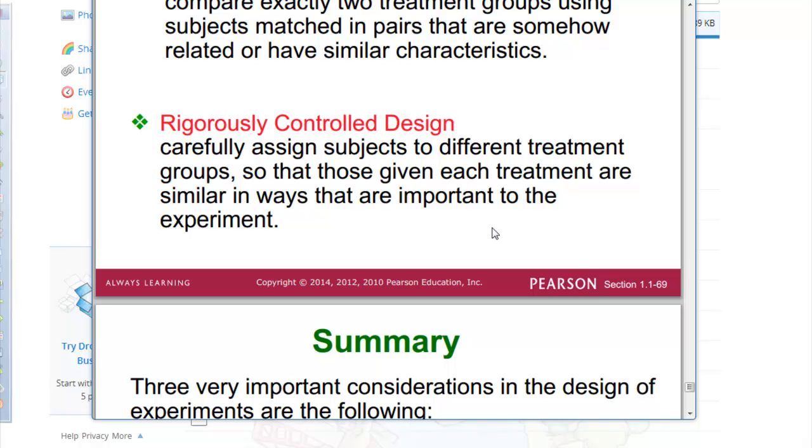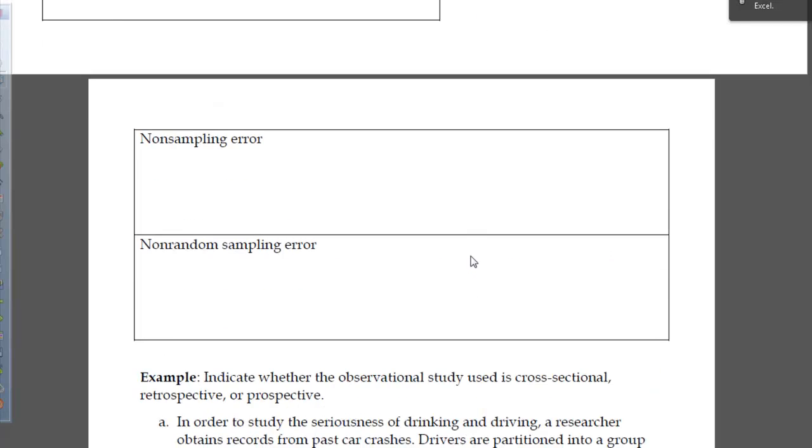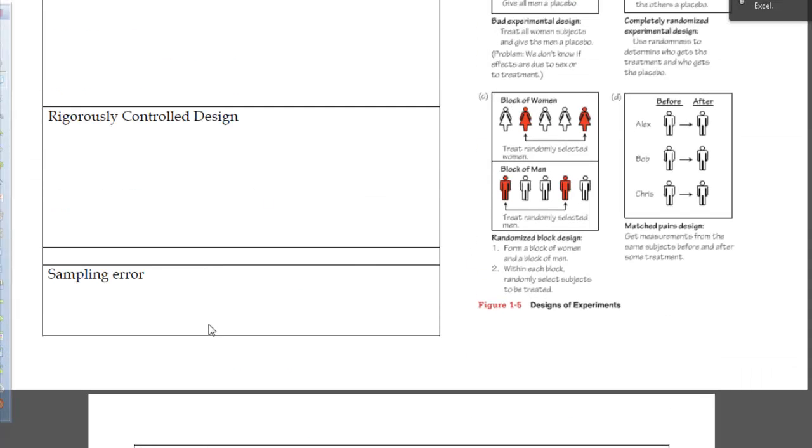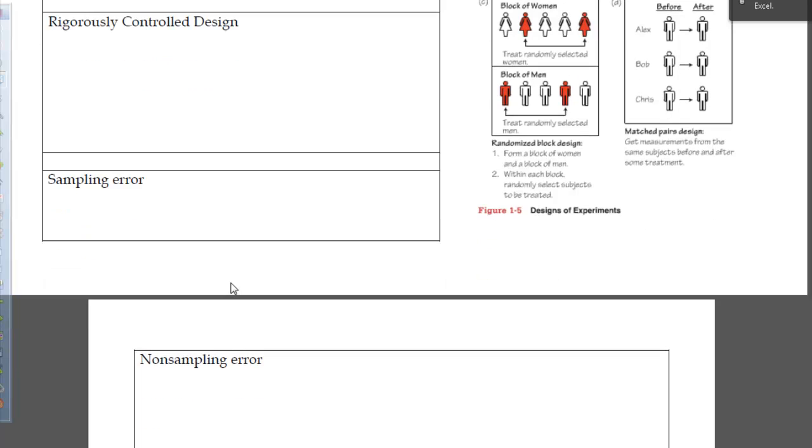Okay, so let's see if we can identify some of these things in the examples that I just passed out to you. And this will bring us to the end of chapter 1. In the examples, we want to identify... Well, actually, I kind of skipped over a little bit. Let's talk about just a couple of other things, then we'll do the examples. Sampling error.